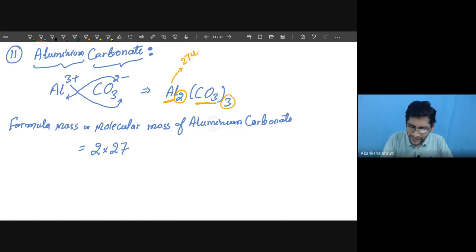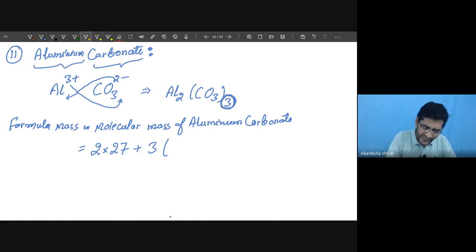Now coming to the other bracket. Student, wherever there is any bracket, you put a bracket for writing the molecular mass also. And before that bracket, you need to put its suffix. How many times is this bracket going to be present? Here it is going to be present 3 times. So 3 times the mass of this ion which is inside this bracket. Okay, students?